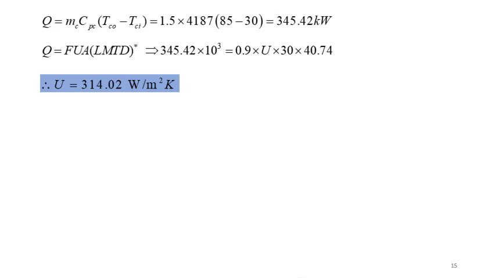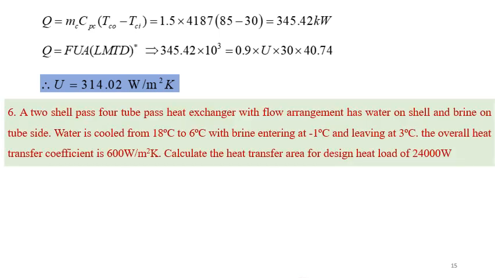Similarly, they can give a multi-pass heat exchanger, two shell, 2 pass, 4 pass heat exchanger, or one shell, two pass, 4 pass, 6 pass. That means a multi-pass heat exchanger. The same method you have to follow. Okay. And next we will see one more type of problem.